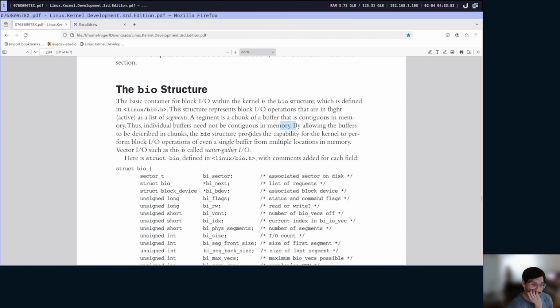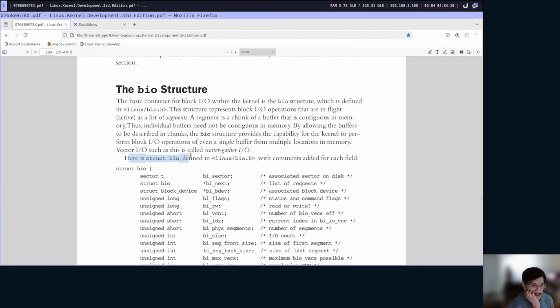So by allowing buffers to be described in chunks, the bio structure provides the capability for the kernel to perform block I/O operations of even a single buffer from multiple locations in memory. Okay, so this is called vector I/O, or scatter-gather I/O.